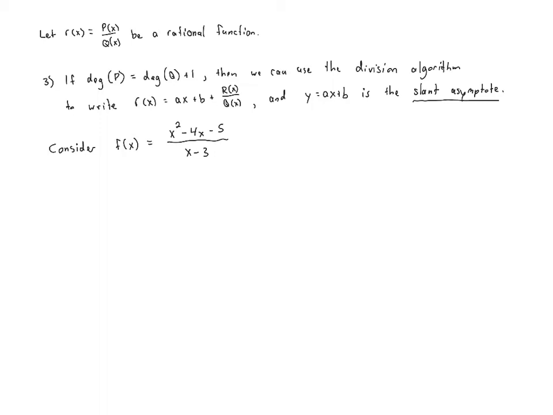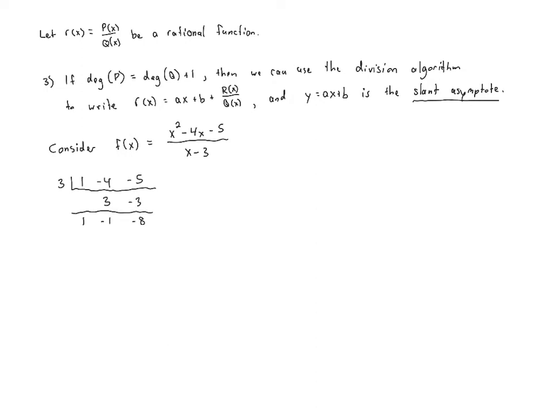Now, in this case, we can choose to use long division or synthetic division because the denominator is x minus a number. I'll use synthetic division here to save time, but remember, if the denominator is ever a second degree or more polynomial, we're going to have to use long division. So we've got 1, -4, and -5. The value of c is 3. So we bring down the 1, we multiply, we add, then we multiply, and we add.